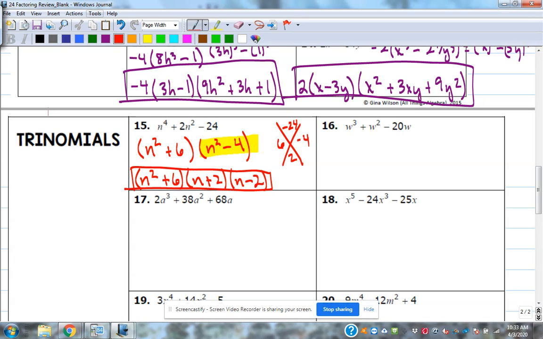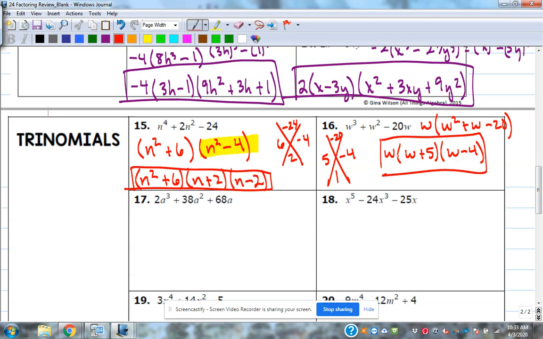Let's go over here to number 16. We have w cubed plus w squared minus 20w. They have a GCF of w. And now I can do the x method on that. We need to multiply to be negative 20 and add to be 1, so 5 and negative 4. And again, I can take the shortcut there: w, and then w plus 5, w minus 4. Those won't factor any further because they don't have a squared or anything on the w, so you know you're done there.